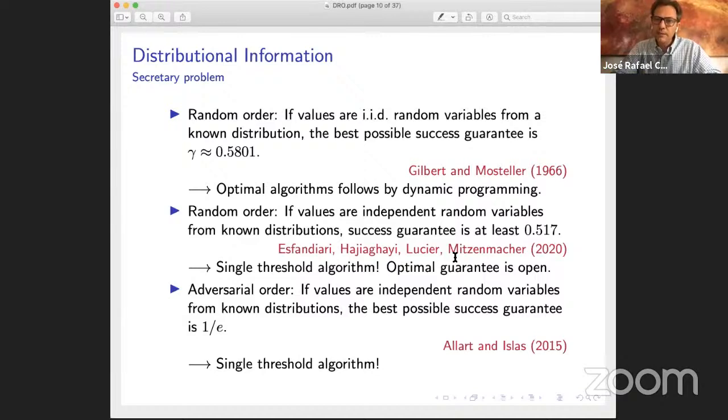And in this case, the optimal guarantee is surprisingly, again, 1 over e. I mean, this 1 over e apparently has nothing to do with the 1 over e of the secretary problem, but it appears to be the same. And it's also a single threshold algorithm. So this is again interesting. And we'll see some connections with these results later.